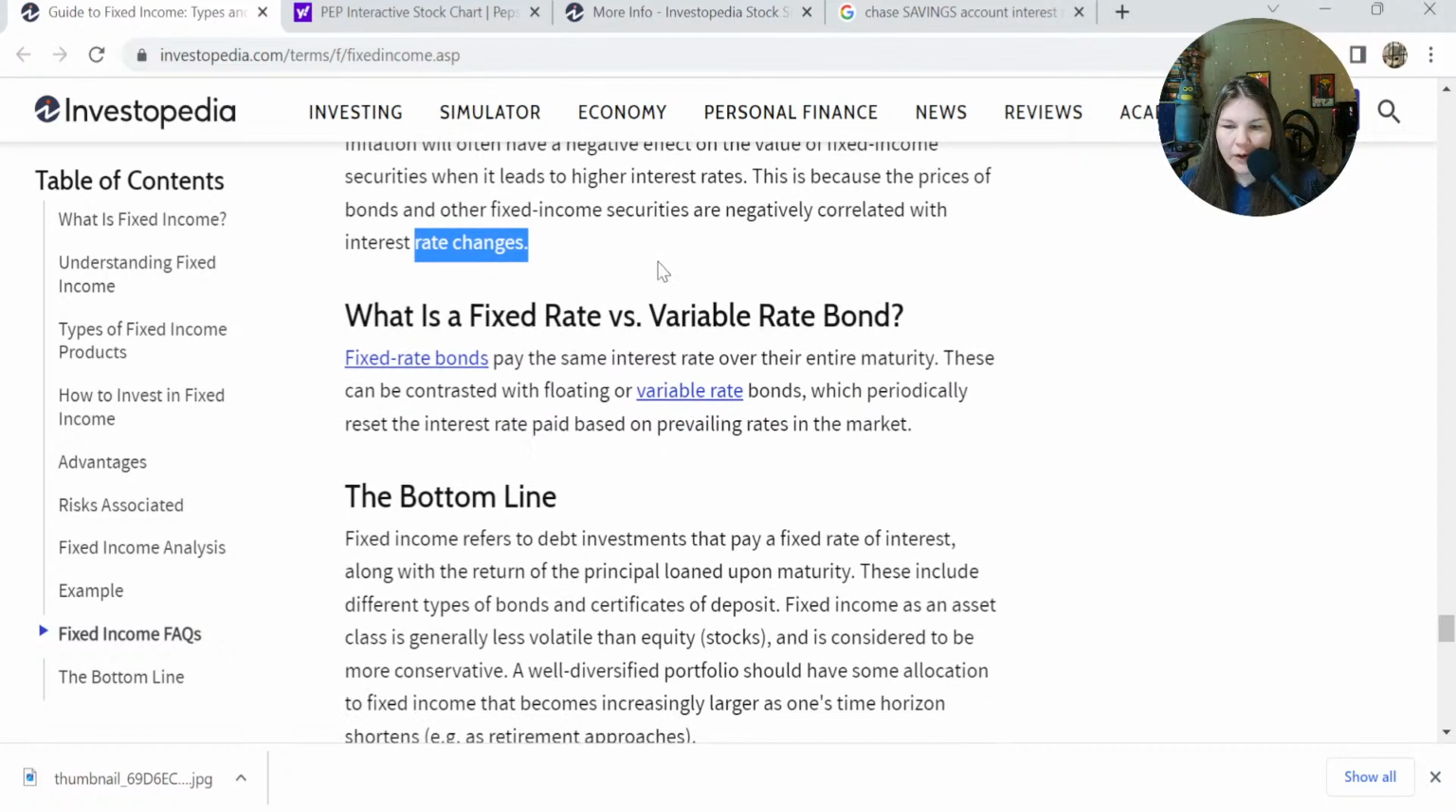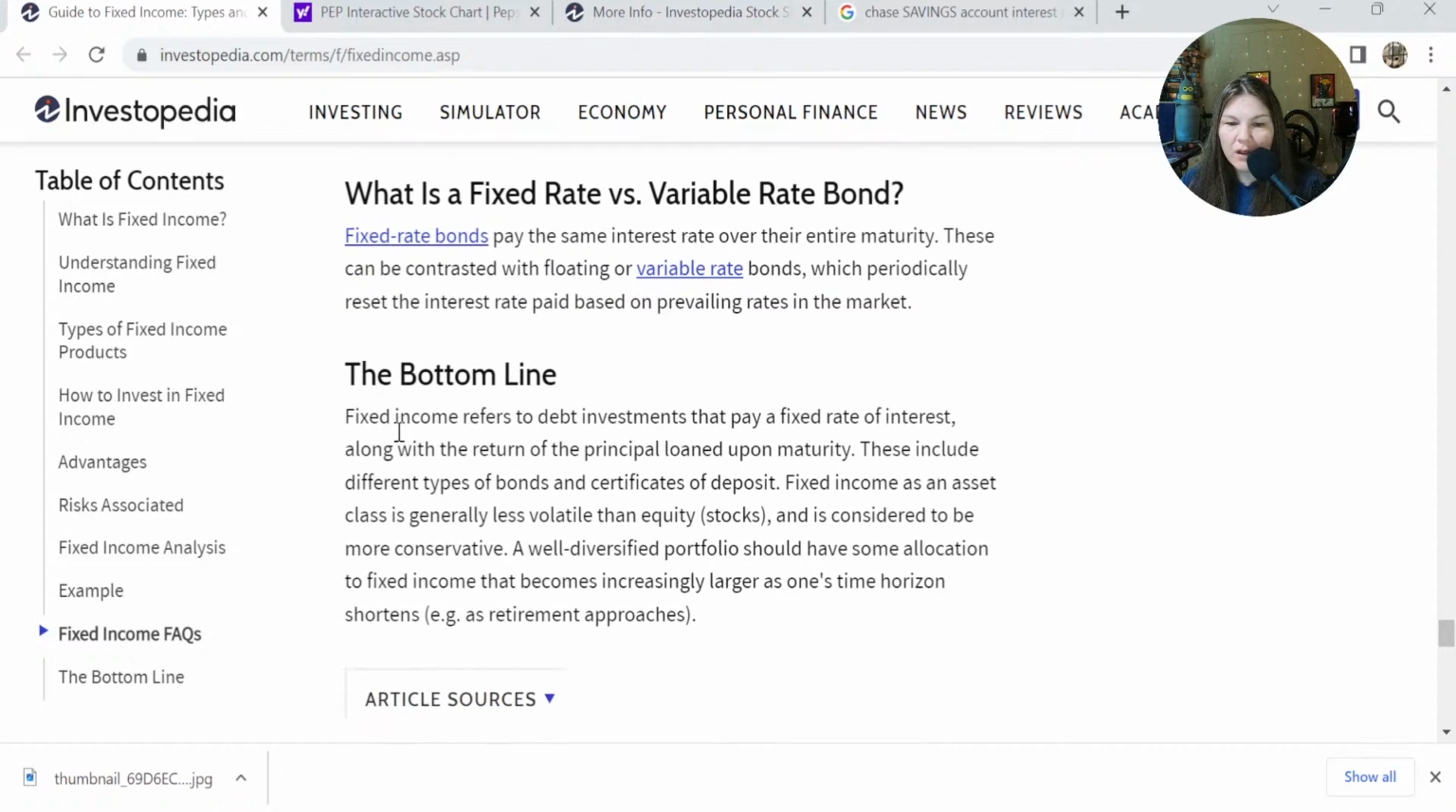So what is a fixed rate versus a variable rate bond? Fixed rate bonds pay the same interest rate over their entire maturity. These can be contrasted with floating or variable rate bonds, which periodically reset the interest rate paid based on prevailing rates in the market. So the bottom line: fixed income refers to debt investments that pay a fixed rate of interest, along with the return of the principal loan upon maturity. These include different types of bonds and certificates of deposit.